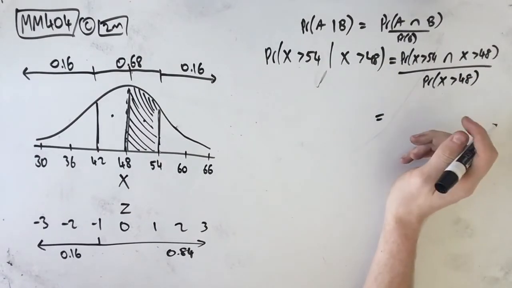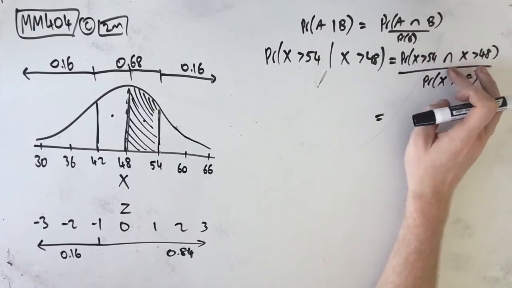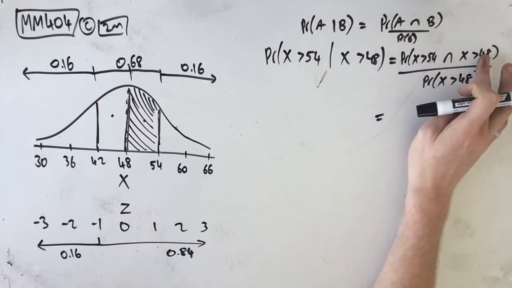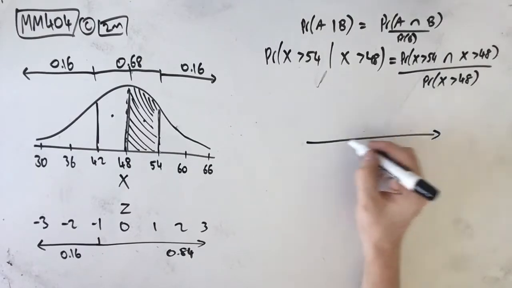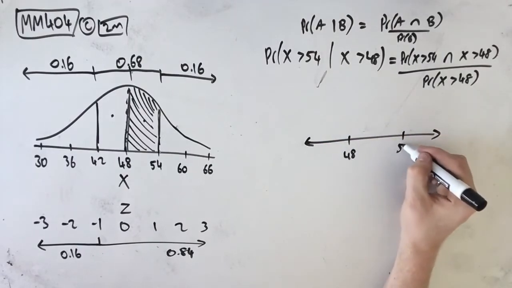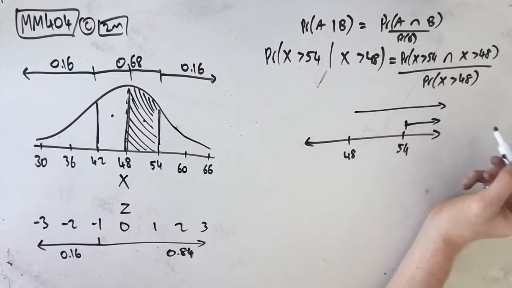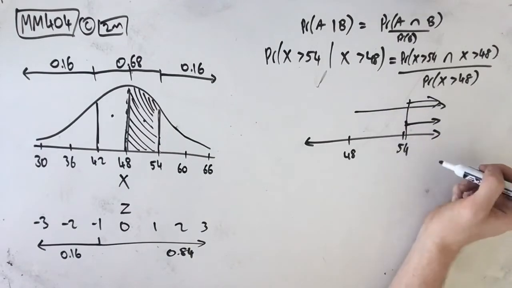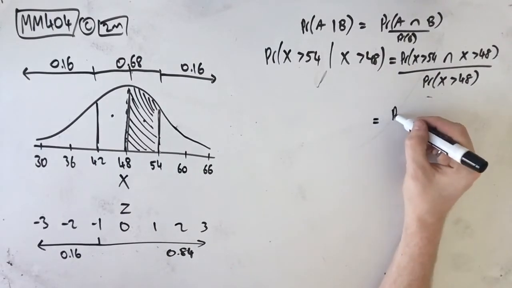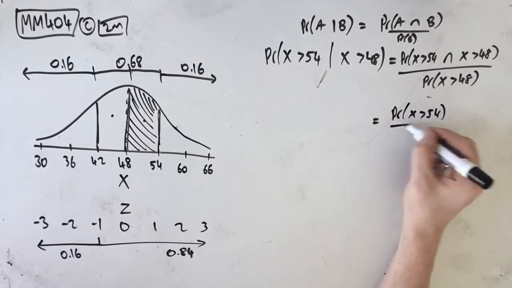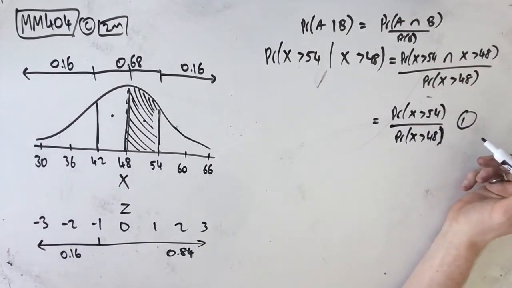Awesome. So, the intersect, again, is always the common ground between these two things. What's the common ground between x is greater than 54 and x is greater than 48? Well, it's just x is greater than 54, right? Because if you can imagine this on a number line, if we have 48 here and 54 here, what's the common ground between these two? Everything from this point onwards, which is everything above 54. So that means that our intersect is the probability that x is greater than 54, over the probability that x is greater than 48. This is actually our first mark here. This is a 2-mark question.